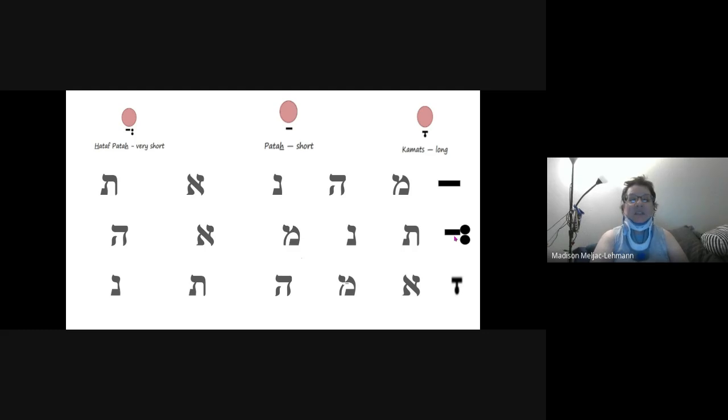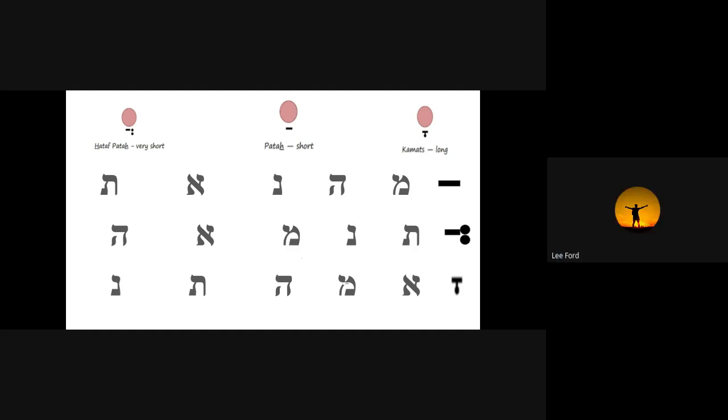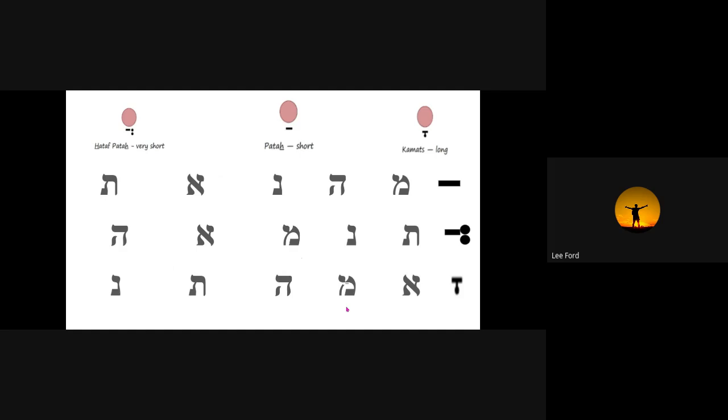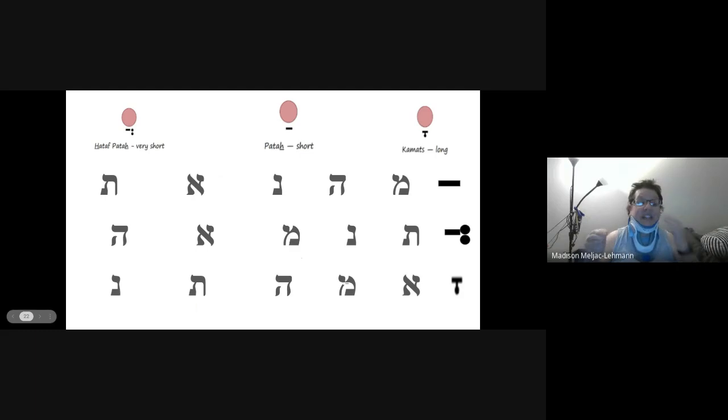The hataf patak is just short. So it is ta, na, ma, ha. And the kamats is long. Does anybody want to try the long vowel, the kamats drill? No? Okay. Oh, go ahead, Lee. Perfect. I appreciate it. There you go. Ma, ha, ta, na. Exactly. And he held it nicely. That was wonderful.